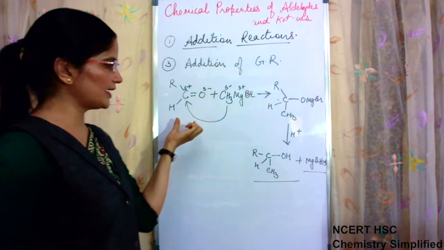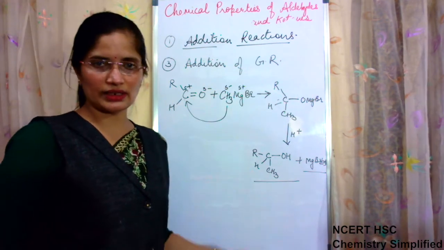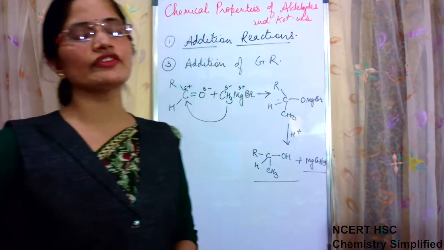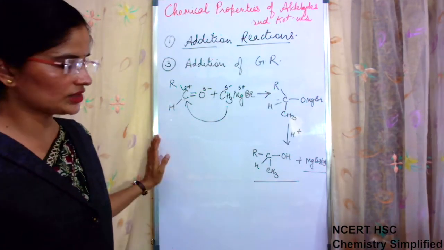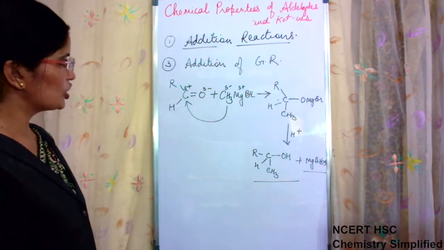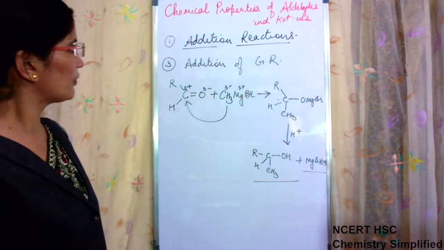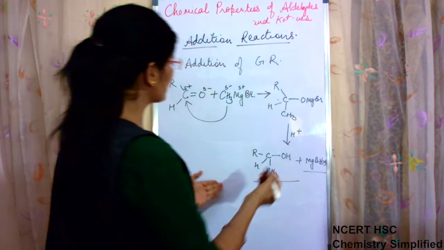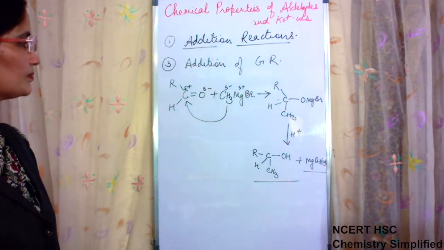This is an addition reaction, and we have seen that if formaldehyde is used, we get 1 degree alcohol. If acetaldehyde is used, we get 2 degree alcohol, and if ketone is used, then we get 3 degree alcohol. Reaction is already done, so we are just writing one statement of the reaction. So the third addition reaction is addition of Grignard reagent. In this, we have seen that addition can result in the formation of alcohol.